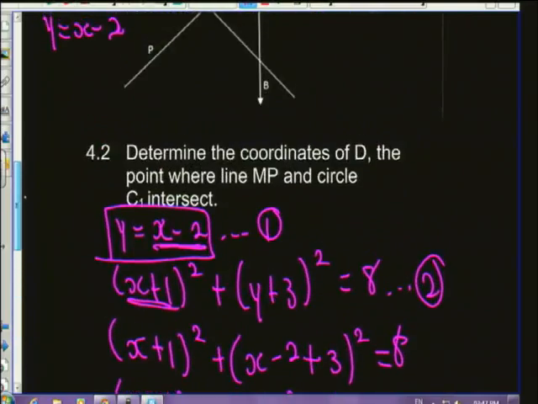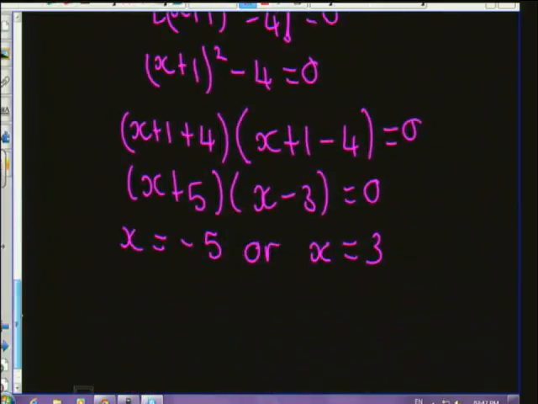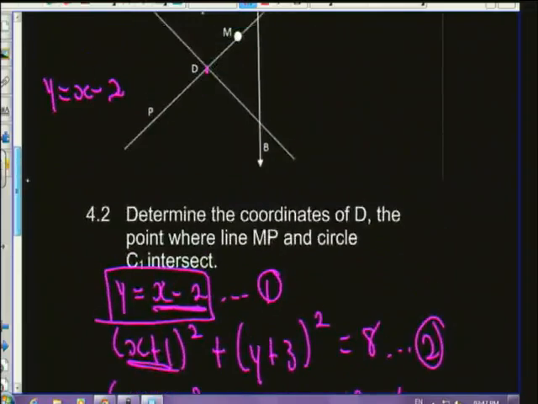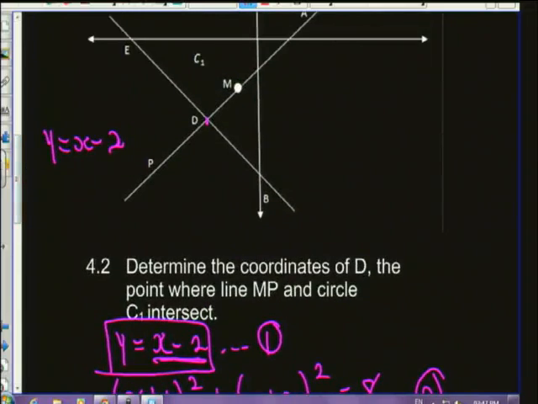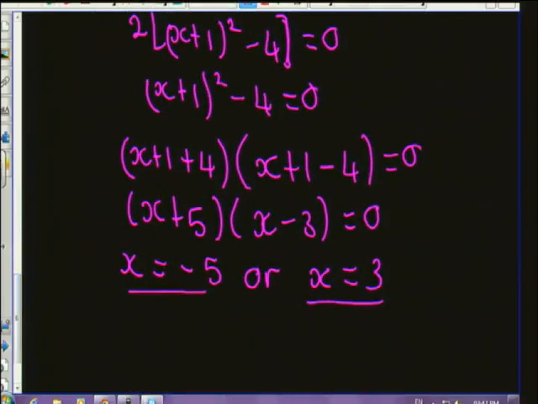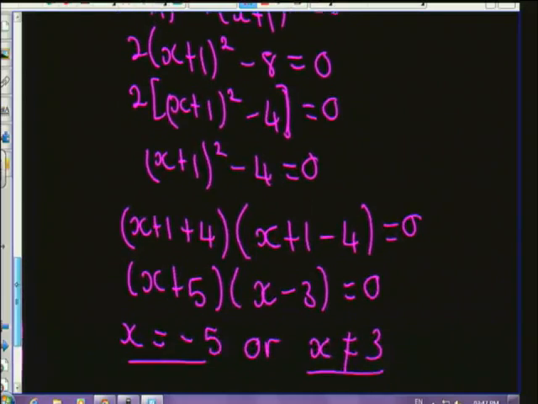So which one shall we go for? Will we go with -5 or positive 3? Let's look at where D is situated. It is situated there. So it definitely cannot be positive 3. Okay, so this must be -5. It must be the first answer. Okay, so we're going to go with -5.